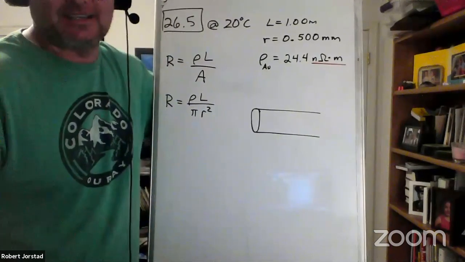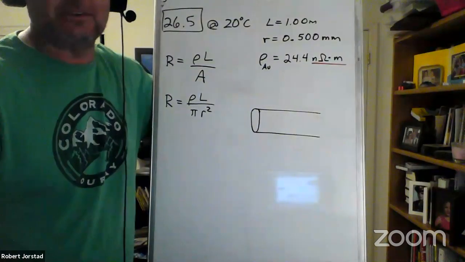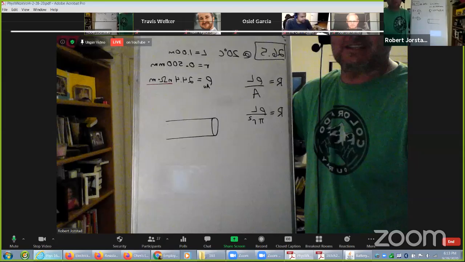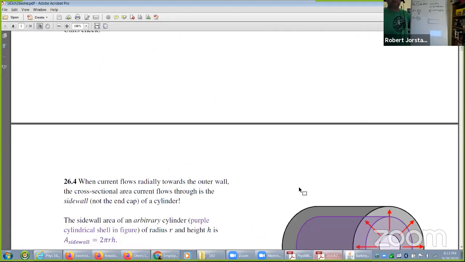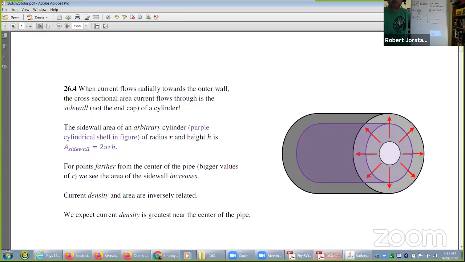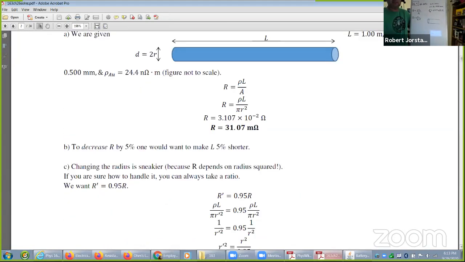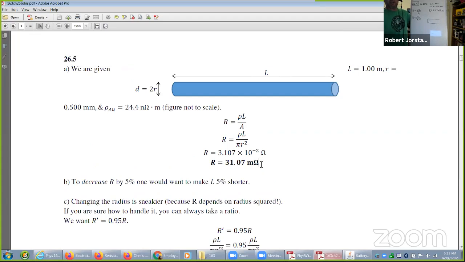Okay, let's go to the solution and take a look at the answer here, because we've got it already figured out. Okay, there it is. And so it looks like I got 31.07 milliohms. And so that's just plugging in all these numbers. I think you could check that out and make sure you're getting your prefixes right. Oh, that figure got a little quirky here. I better make a note or I'll forget.